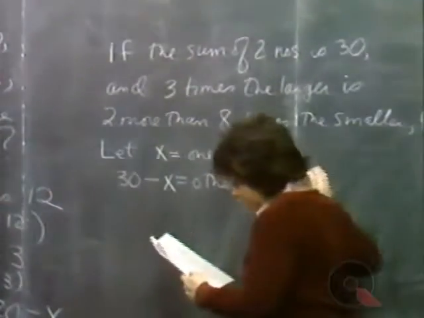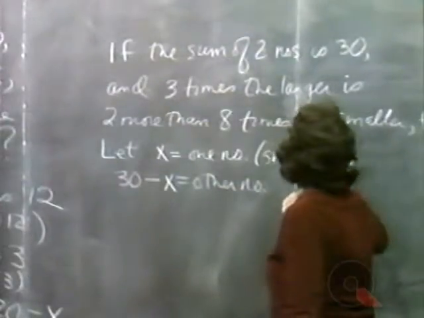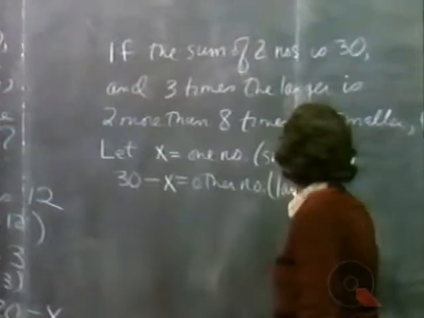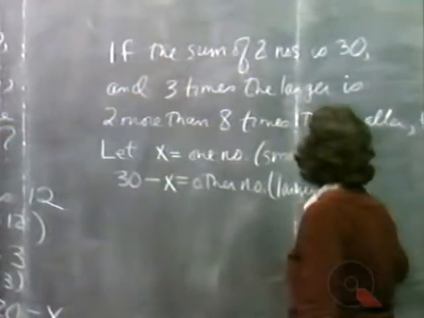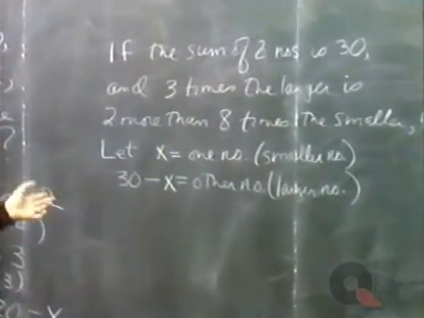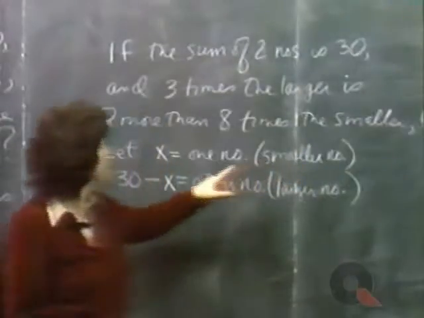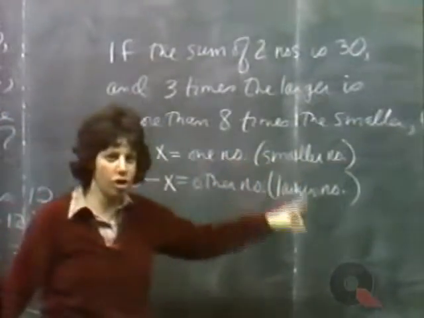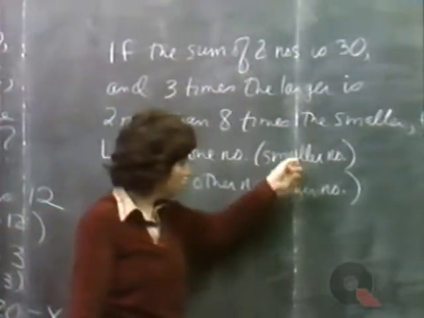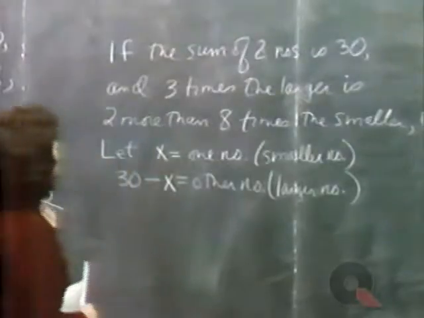Okay, so let's arbitrarily say that x is the smaller number and the other one is the larger number. I could have done it in reverse, but once I've specified it, that's it. Now, every time I talk about the smaller number, I use x. Every time I talk about the larger number, I use 30 minus x. You had a certain amount of leeway here. You could have specified it either way, but now that you've got it specified, that's it for the problem.